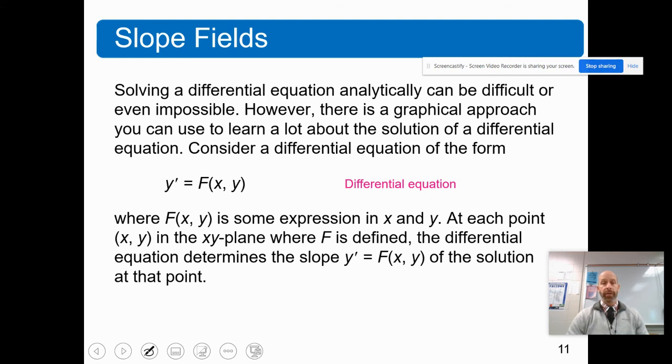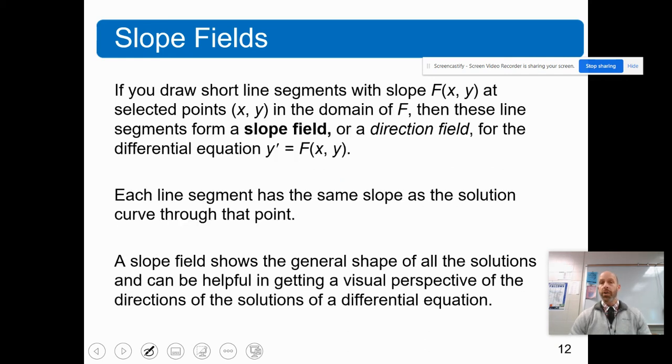Consider the differential equation in the form y prime equals F of x y, where F of x y is some expression in x and y. At each point x y in the xy plane, where F is defined, the differential equation determines the slope y prime, F of x y, of the solution at that point. If we draw short line segments with the slopes of capital F of x y at selected points in the domain of capital F, then these line segments form what we call a slope field, and I'll show you an example of that. By the way, another term that we use for slope field is directional field.